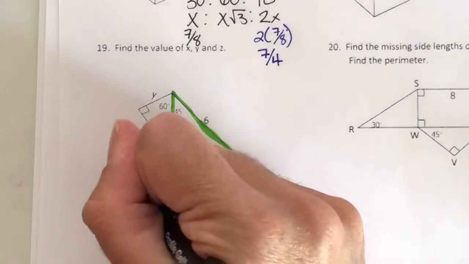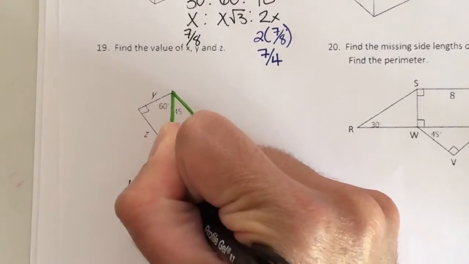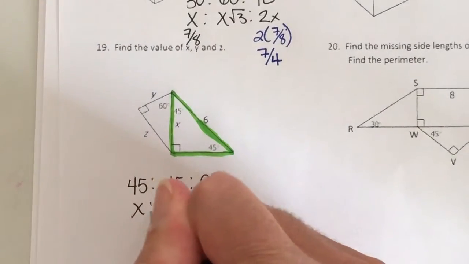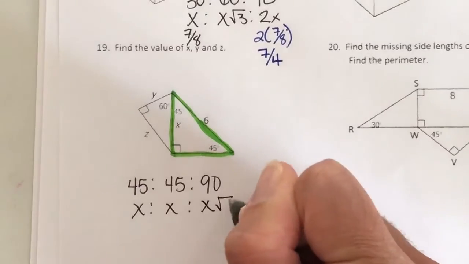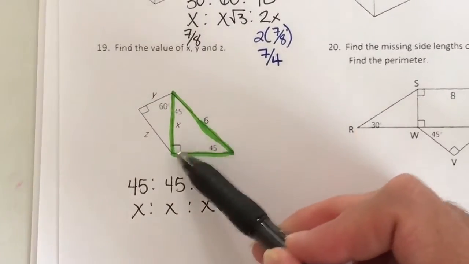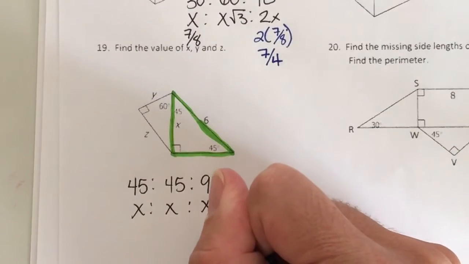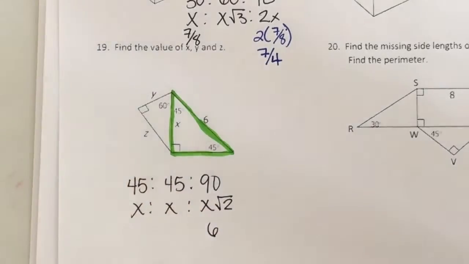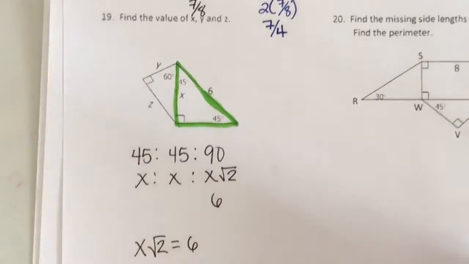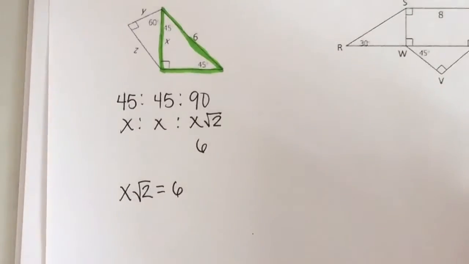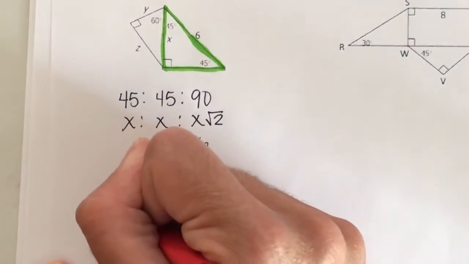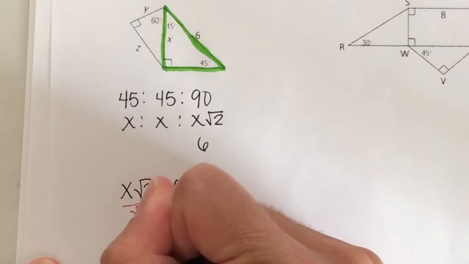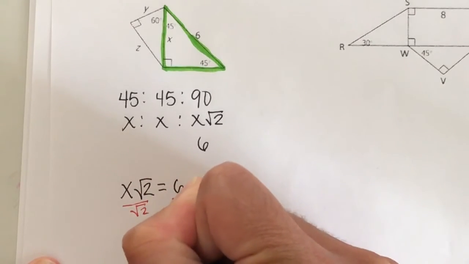So I'm going to start by writing down my ratios, 45, 45, 90. Then my ratio of my sides, x, x, x times the square root of 2. So the segment I know about is the one opposite of the 90. So x times the square root of 2 equals 6. So then we're going to divide both sides by the square root of 2. So x equals 6 over the square root of 2.